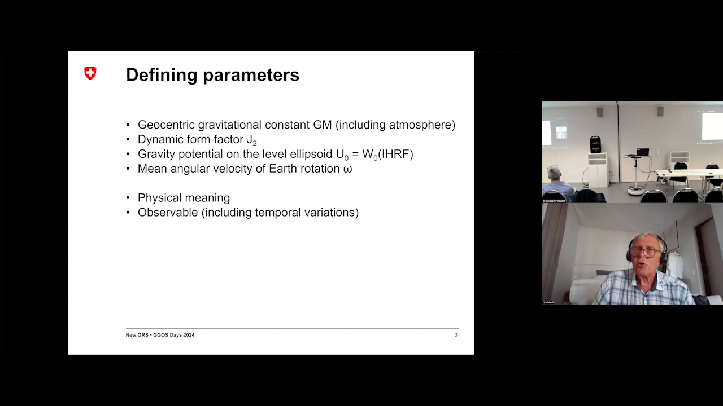So we chose these four parameters, so GM, J2, U0 or W0, and omega, as defining parameters, and they all have a physical meaning, and they are observable, including temporal variations.